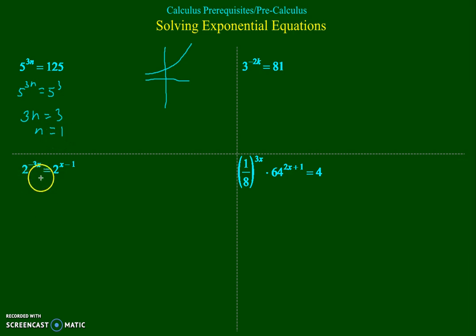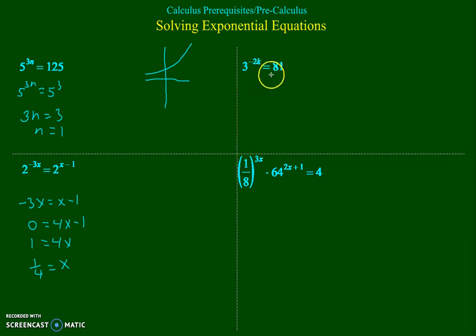Well, this problem is pretty straightforward because it's already given to us in the same base. So the exponents are equal due to the one-to-one property. So negative 3x equals x minus 1. That's just simple algebra. So 0 equals 4x minus 1. 1 equals 4x. 1/4 equals x.